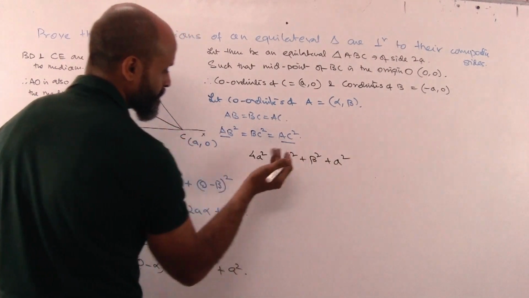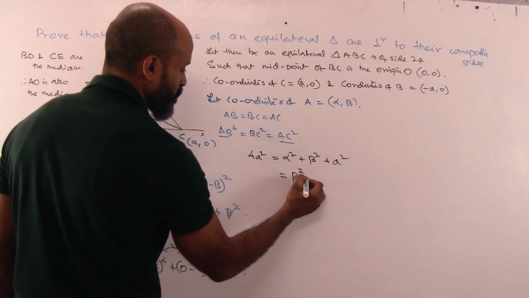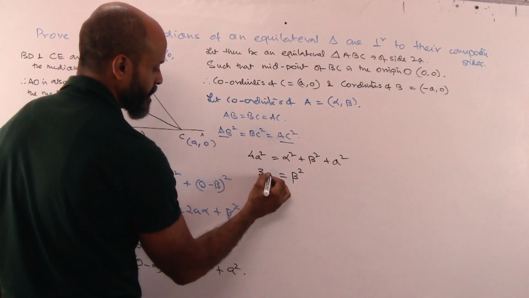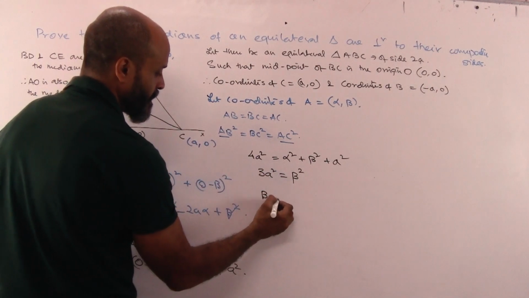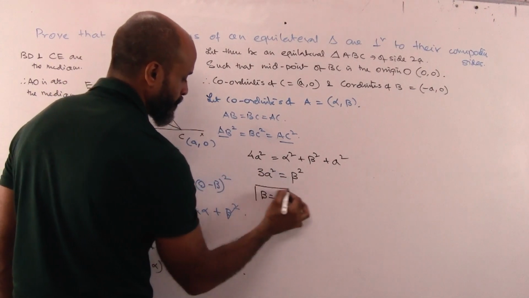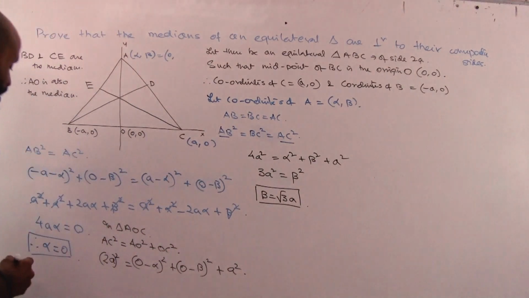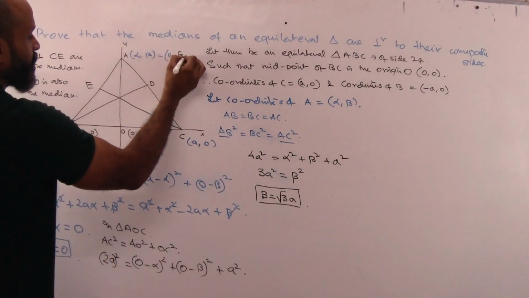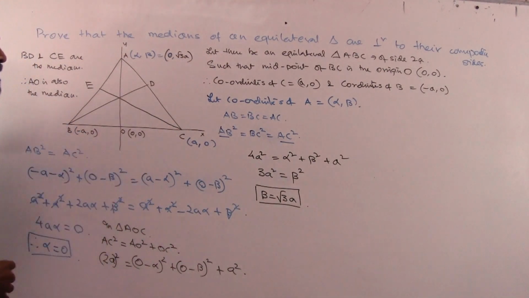Now obviously alpha is 0. So here we have beta square, and this a square goes to this side, so this will be 3a square. So beta is equal to under root 3a. So what do we have here? Under root 3a and 0 as the coordinates of A.